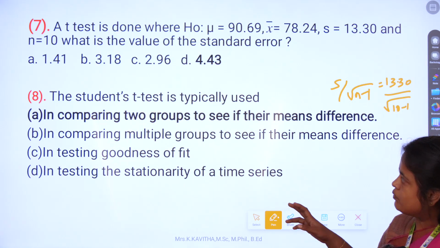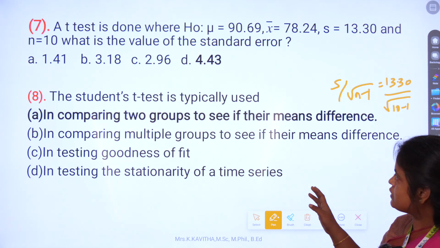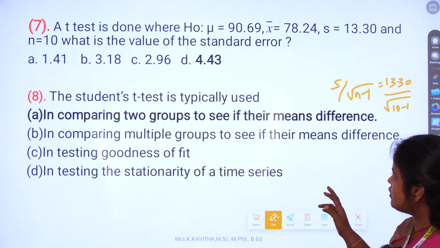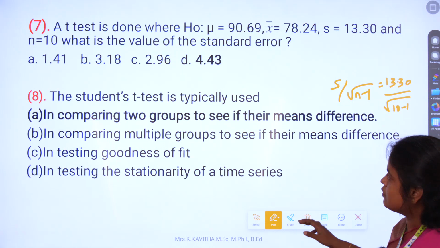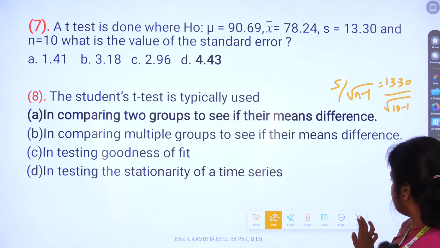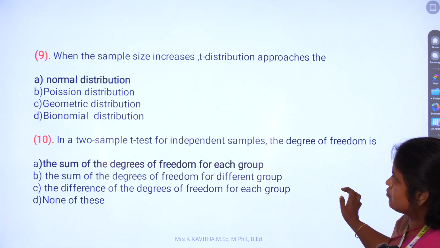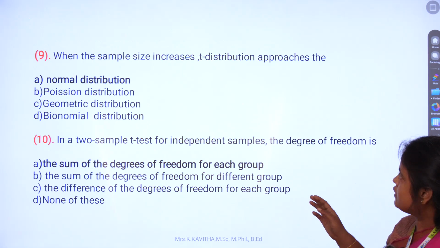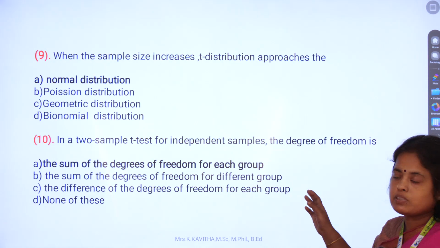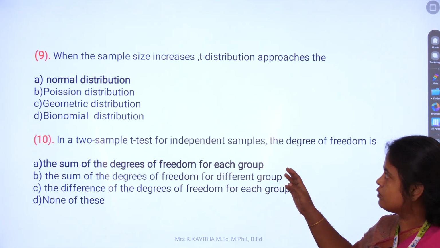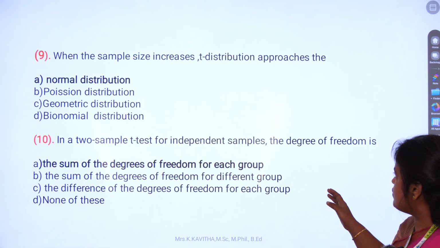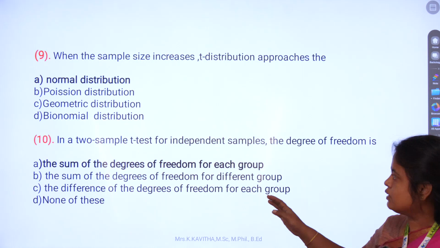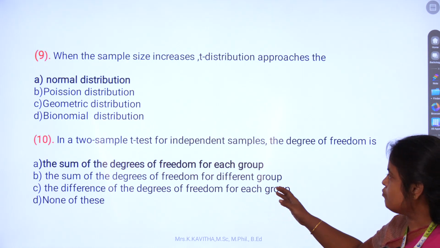Next problem: the student's t-test is typically used to compare the two groups to see if they have a mean difference. When the sample size increases, t-distribution approaches the normal distribution. In a two-sample t-test for independent samples, the degrees of freedom is the sum of the degrees of freedom for each group.